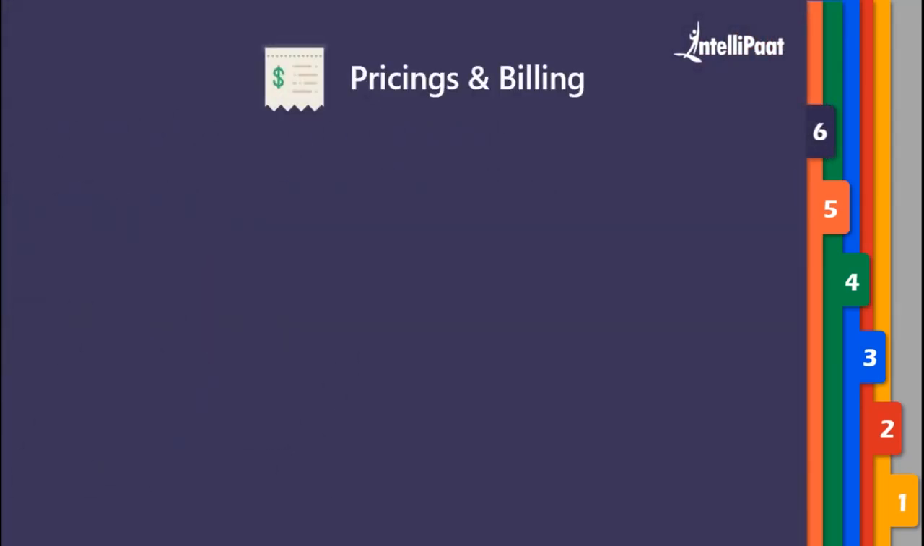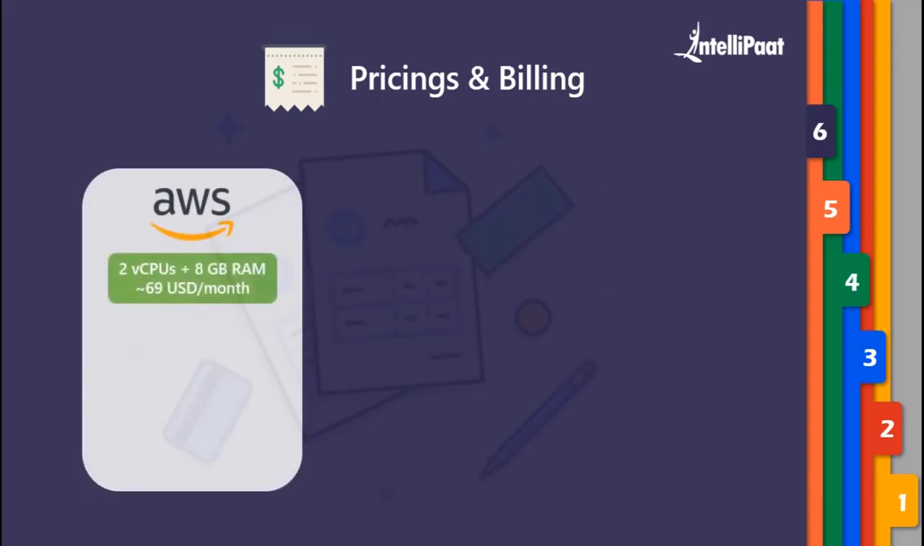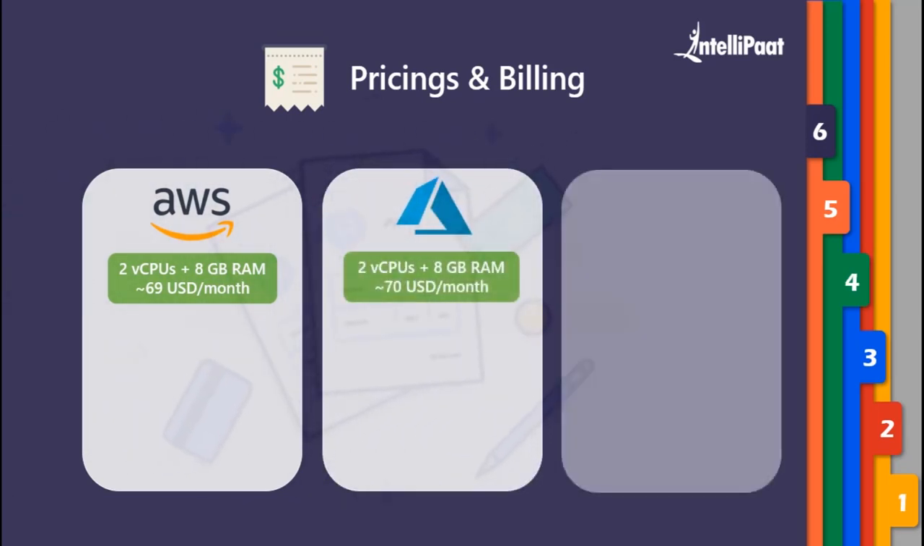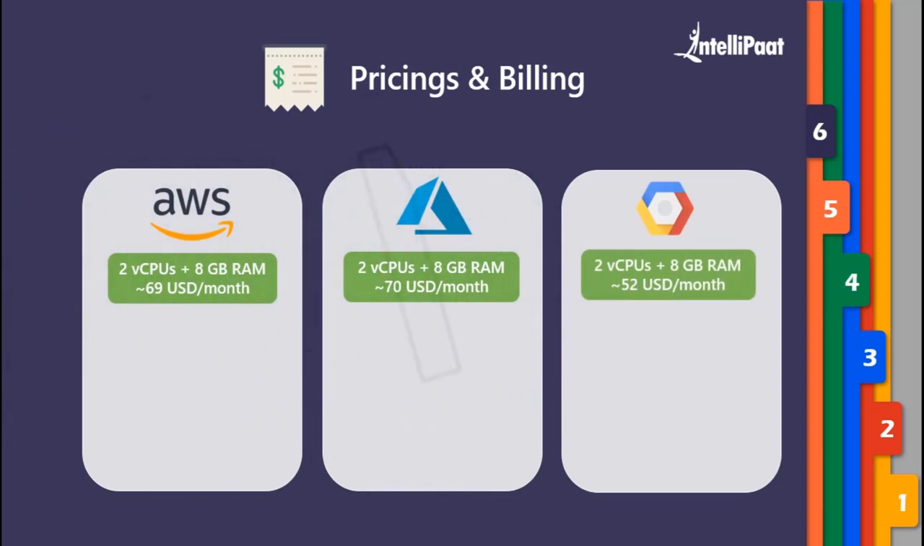In case of AWS, a very basic instance which includes 2 virtual CPUs and 8 GB of RAM will cost you around $69 per month. In case of Azure, it will cost you around $70 per month. And when compared to GCP with 25% cheaper rate, it will cost you around $52 per month.